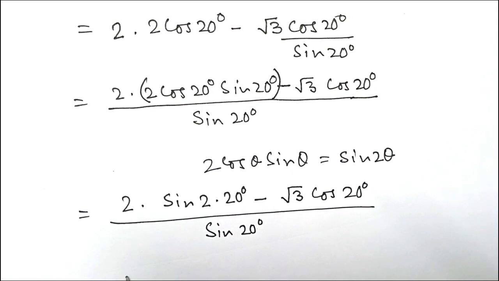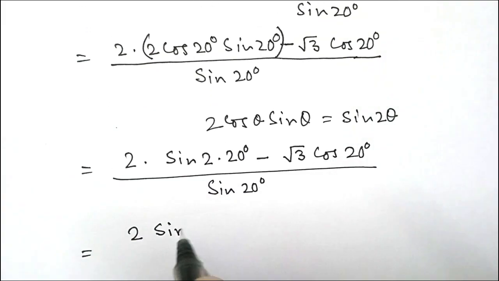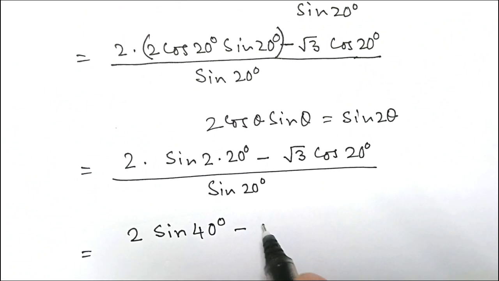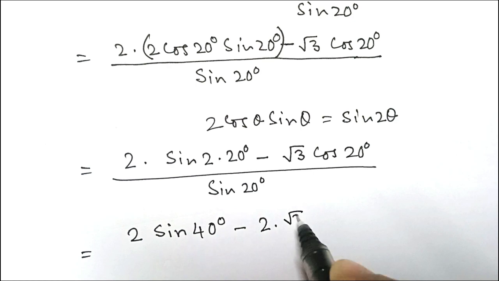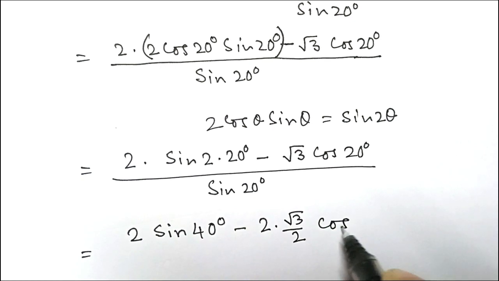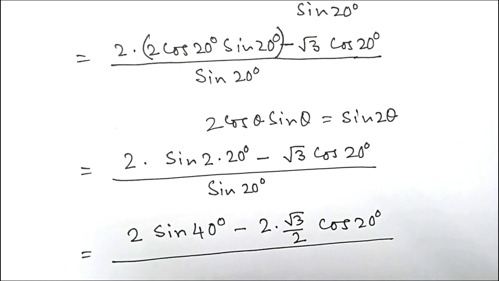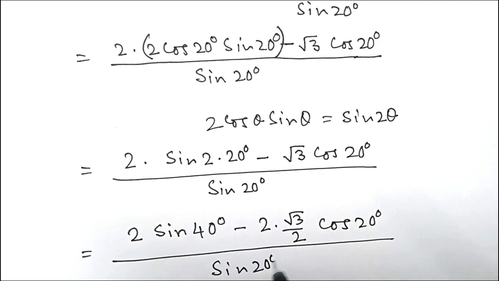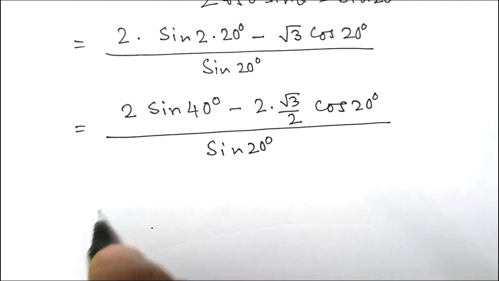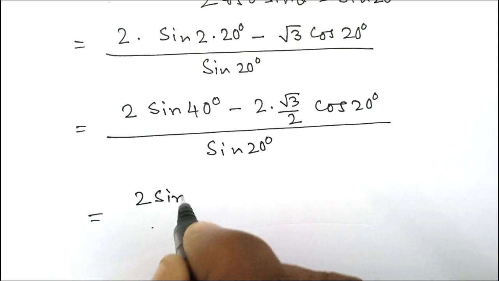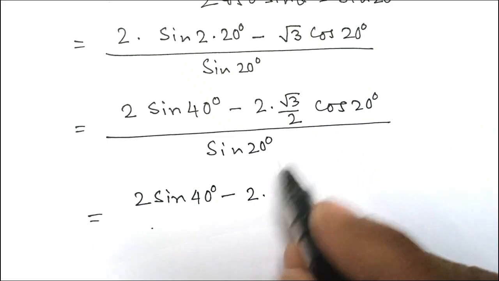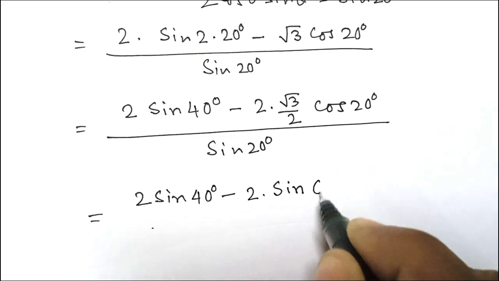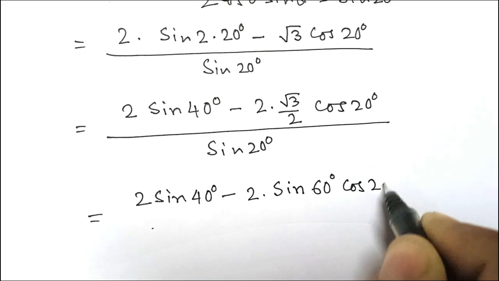Now this becomes sin 2 into 20 degree, sin 40 degree, and we can write this root 3 as 2 into root 3 by 2, and cos 20 degree will be there, divided by sin 20 in the denominator. Now 2 sin 40 will be as it is, and we will write this root 3 by 2 as sin 60 degree, and cos 20 degree will be there.